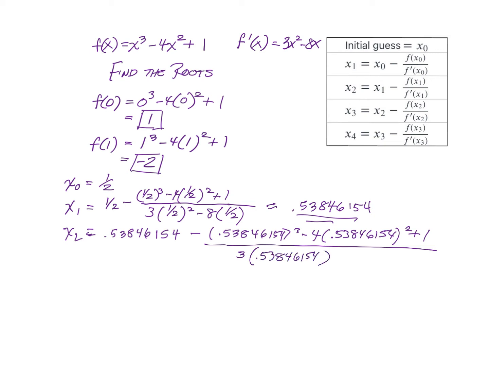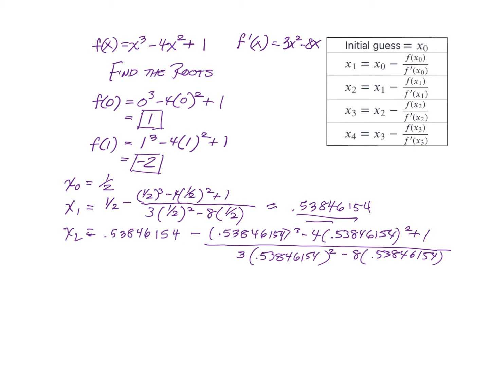And then this part right here is over 3 times 0.53846154 squared minus 8 times 0.53846154. All right, and you calculate that again, and you're going to get x sub 2, and then you use that to calculate x sub 3. And you'll do that continuously until you reach the required number of decimal places where your answers match up.